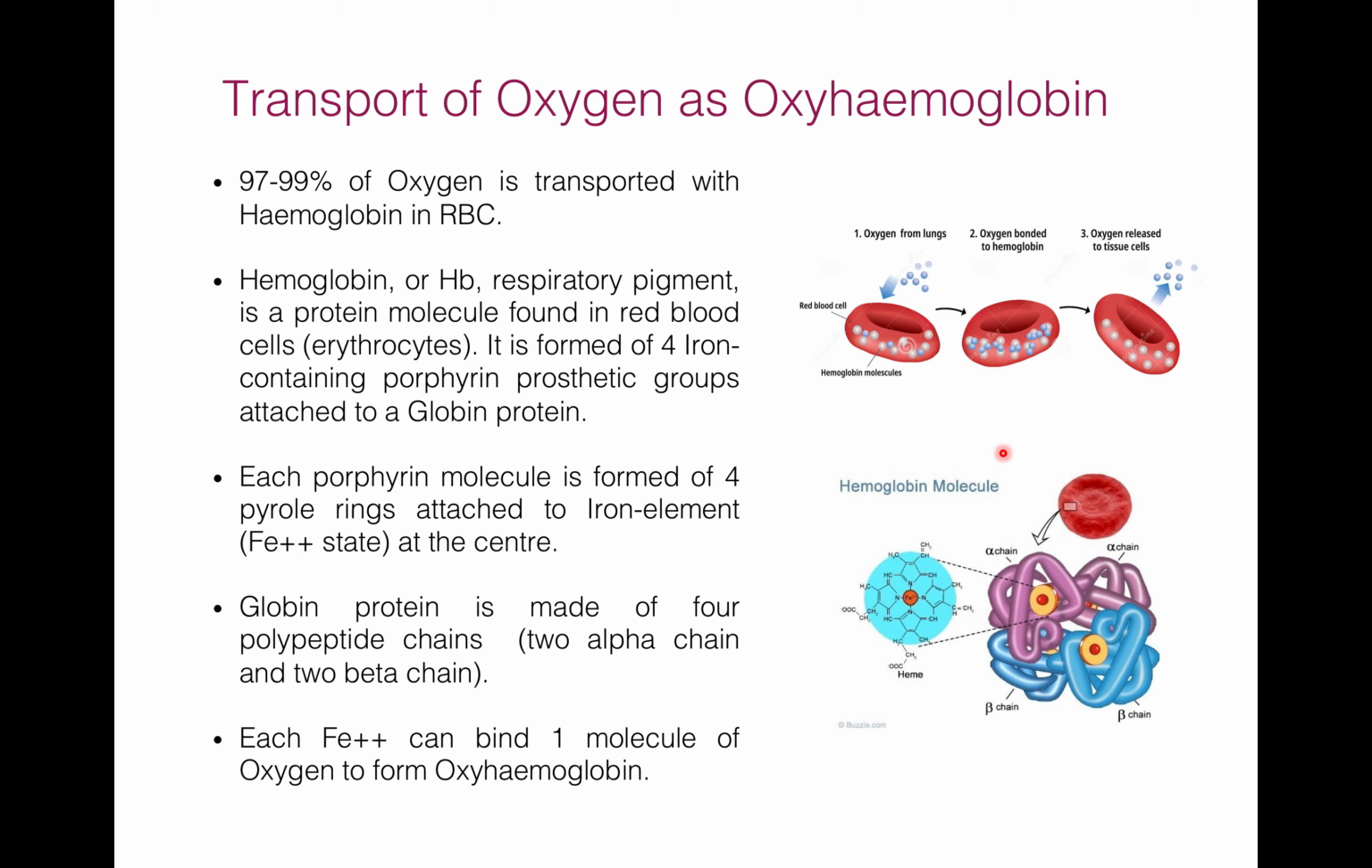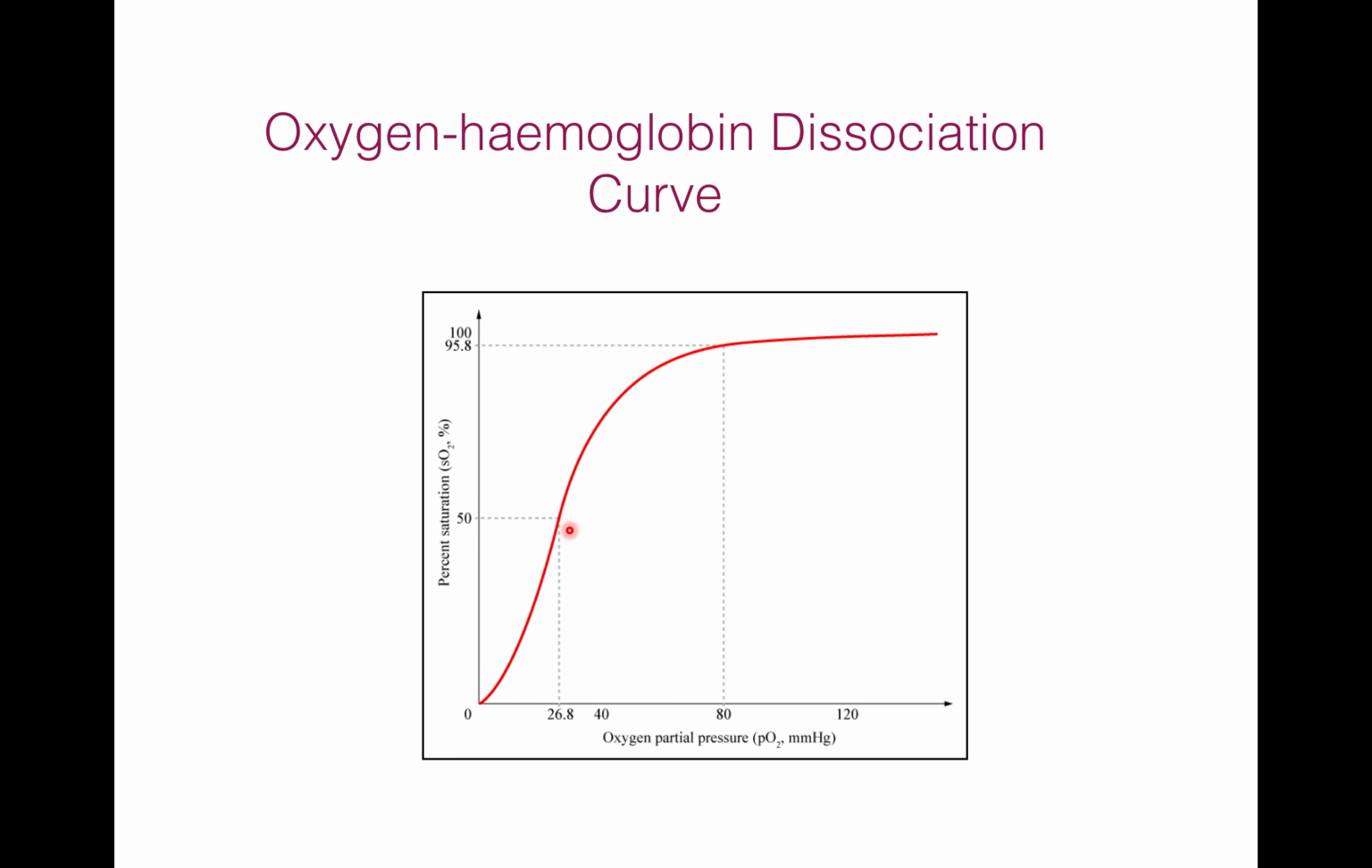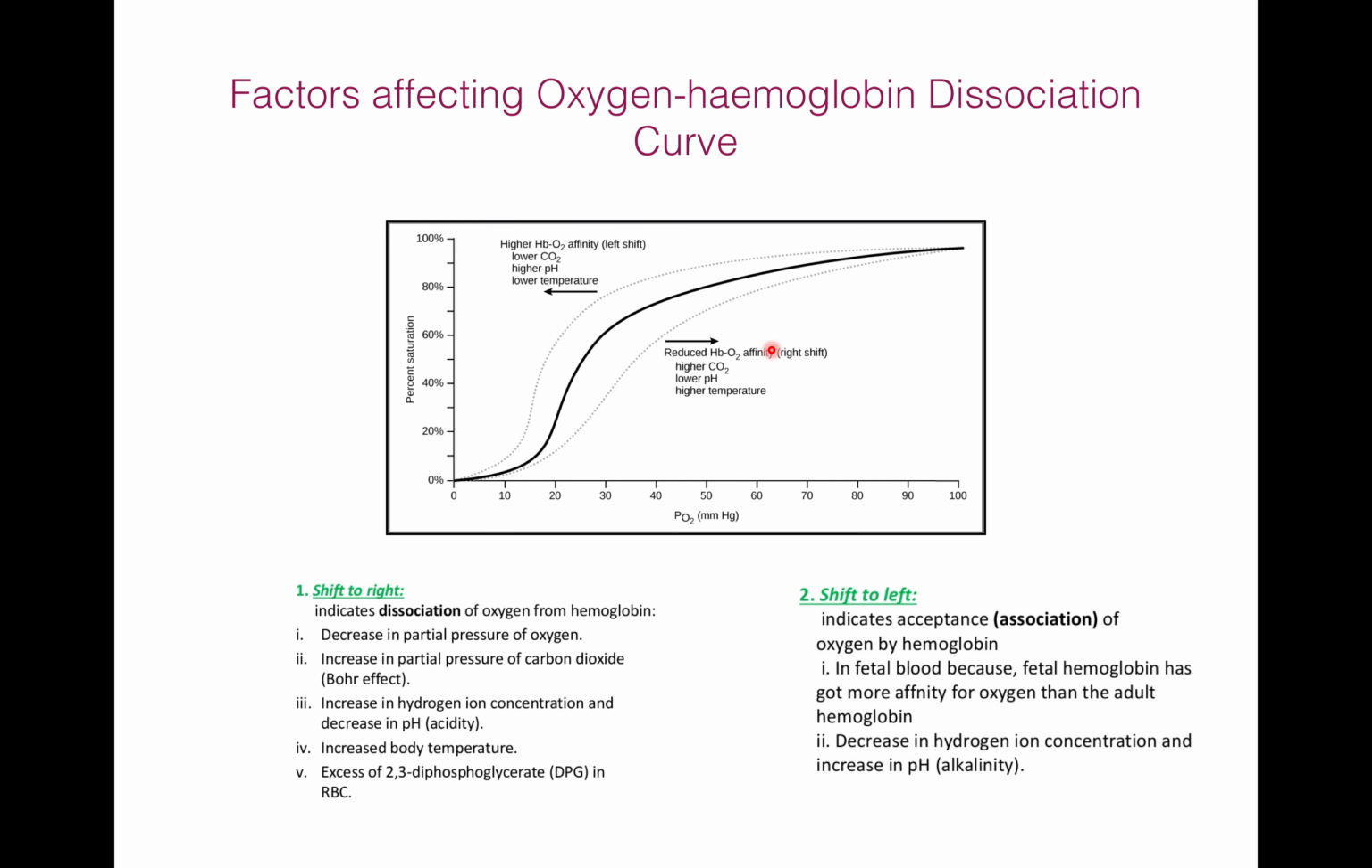Then I explained the hemoglobin molecule, the structure of hemoglobin, then how partial pressure of oxygen affects the dissociation and association of hemoglobin and oxygen. This is the oxygen hemoglobin dissociation curve. And what are the factors which affect this curve?